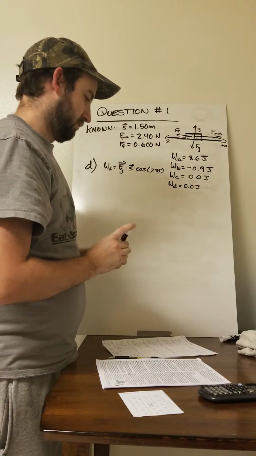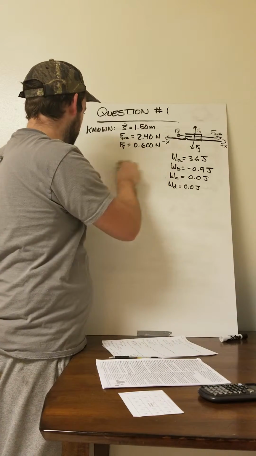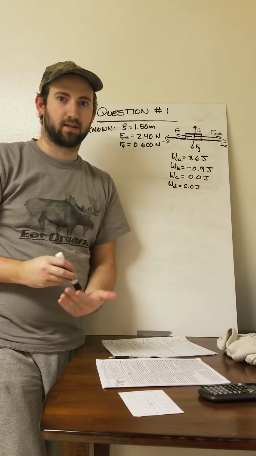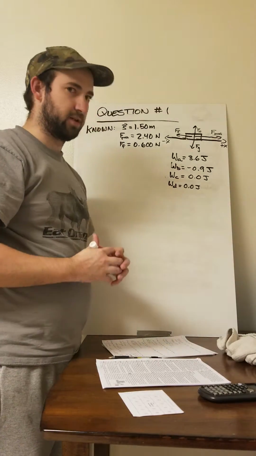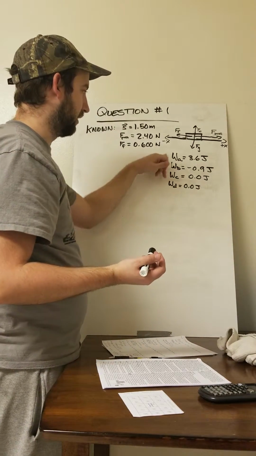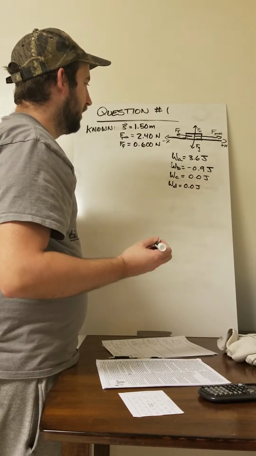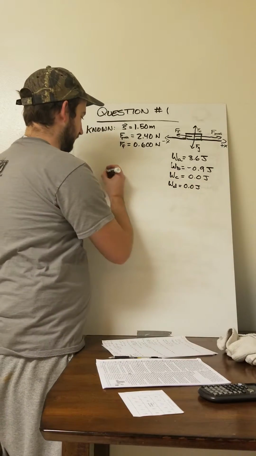So now we've found all of the work from all of the different forces that are acting upon this book. And in part E, what it wants is the net work. So the way we do that was we just add up all of these. That's why I kept them all up on the board right here. And when we add these up, we end up with 2.7 joules.